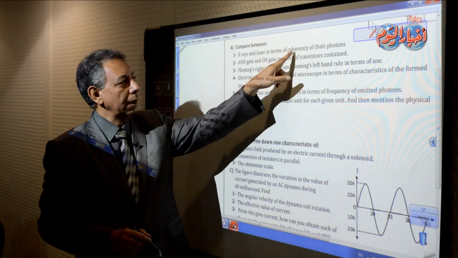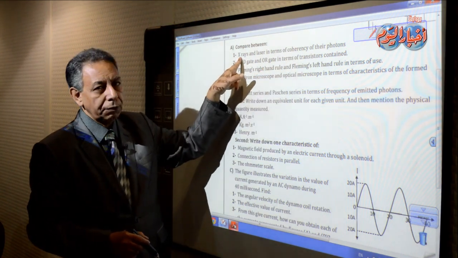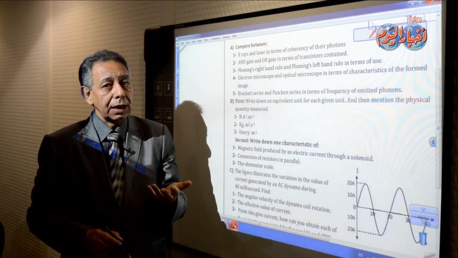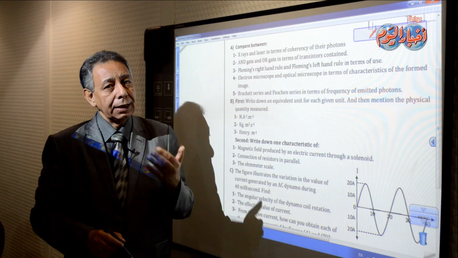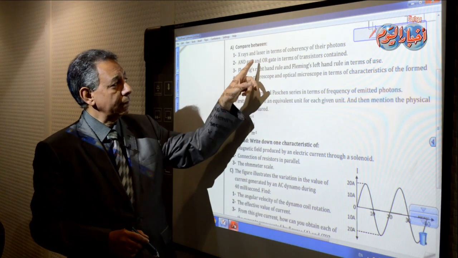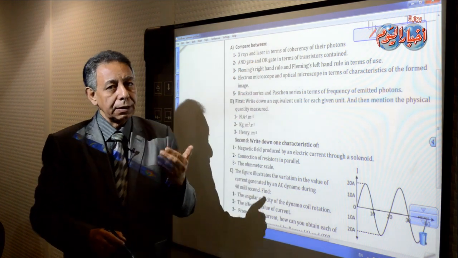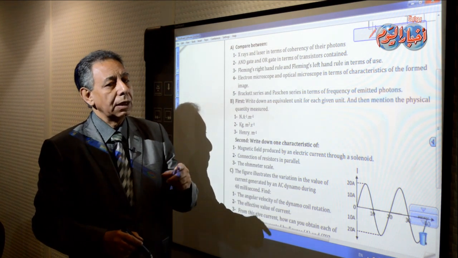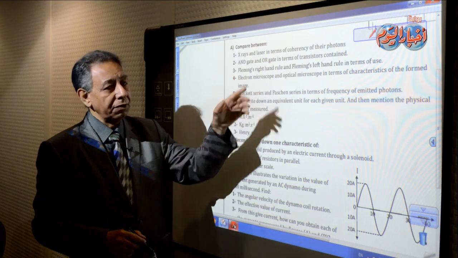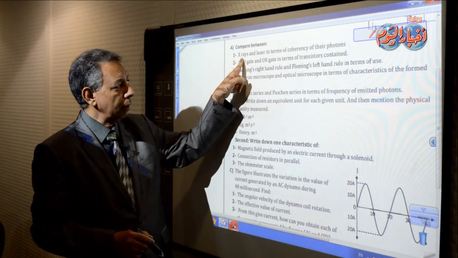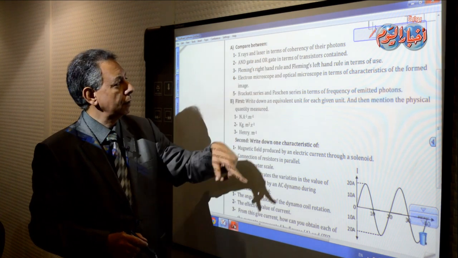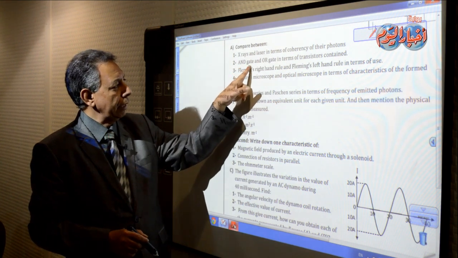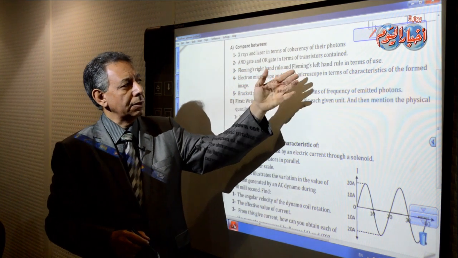X-ray photons are incoherent: emitted at different times and propagating at different phases. But in the case of laser, since the photons are emitted by stimulated emission, they are emitted at the same time and propagate with the same phase, so they are coherent. Incoherent photons, coherent photons.